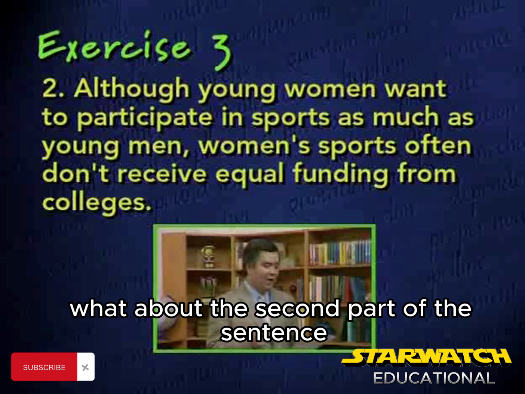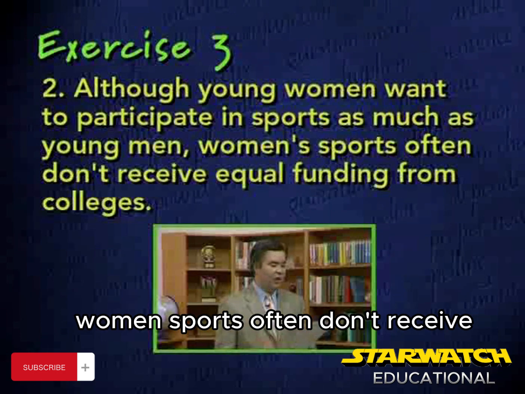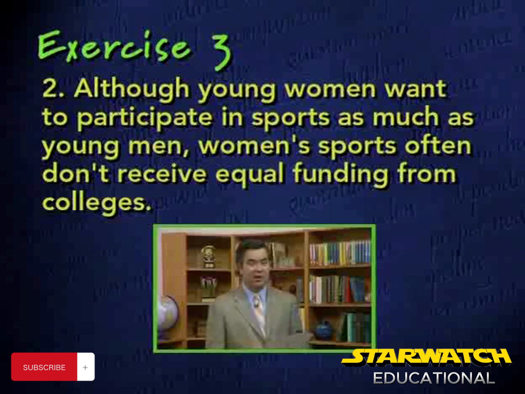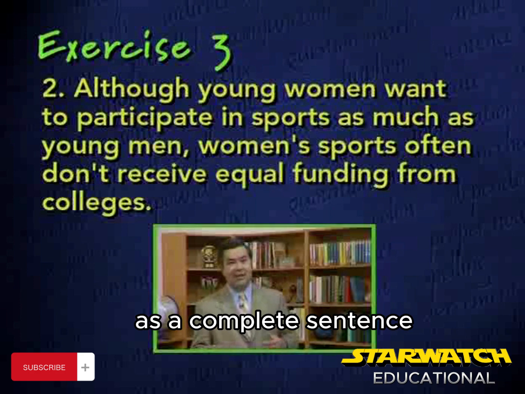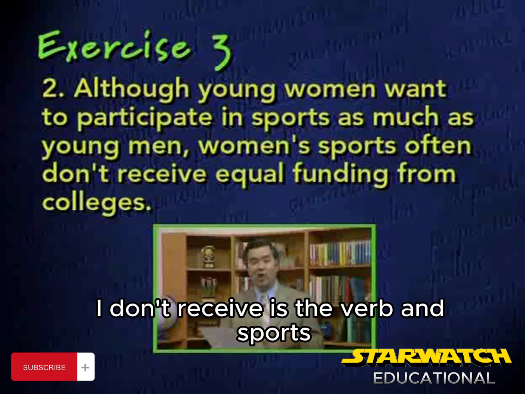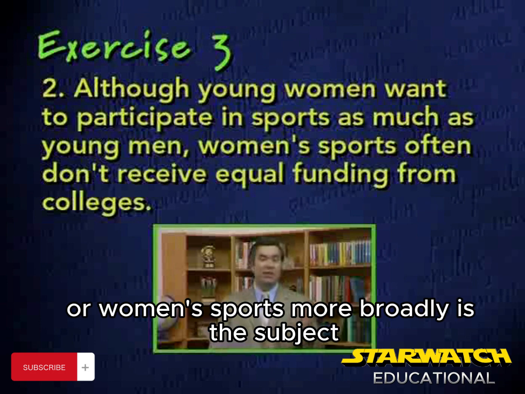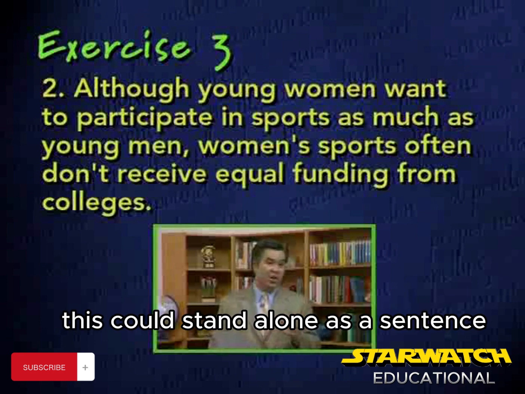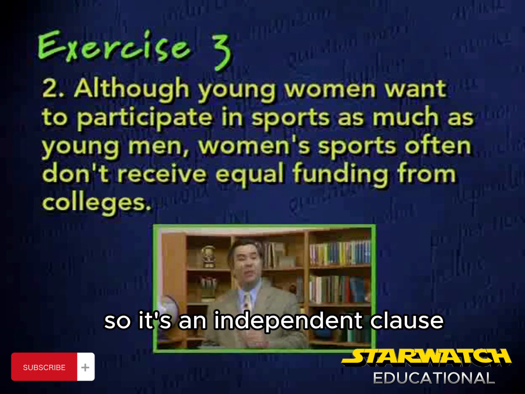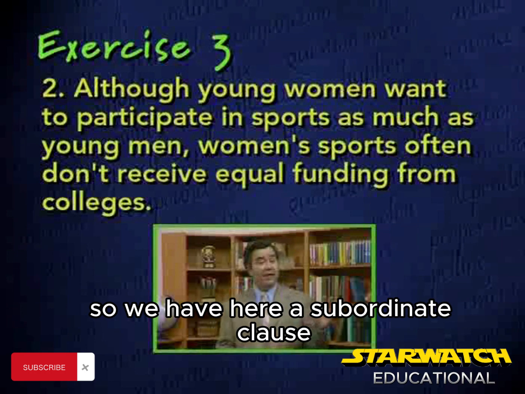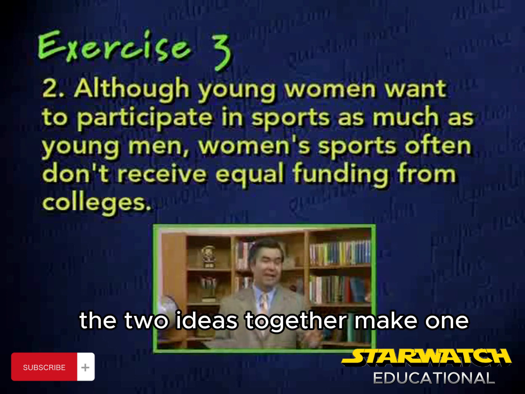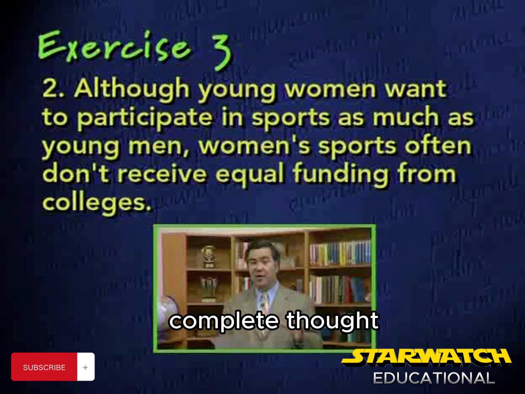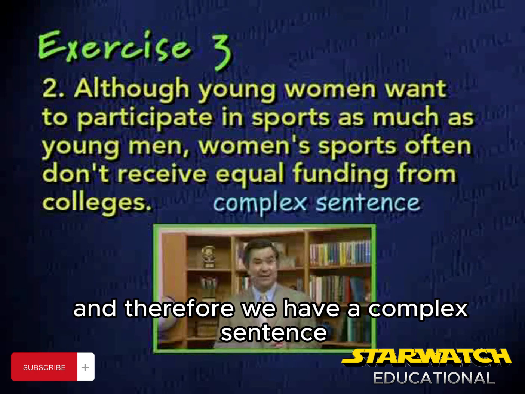What about the second part of the sentence? Women's sports often don't receive equal funding from colleges. Here we have an independent clause. This could stand alone as a complete sentence. Don't receive is the verb, and sports, or women's sports, more broadly, is the subject. This could stand alone as a sentence, so it's an independent clause. So we have here a subordinate clause linked to an independent clause. The two ideas together make one complete thought, and therefore we have a complex sentence.